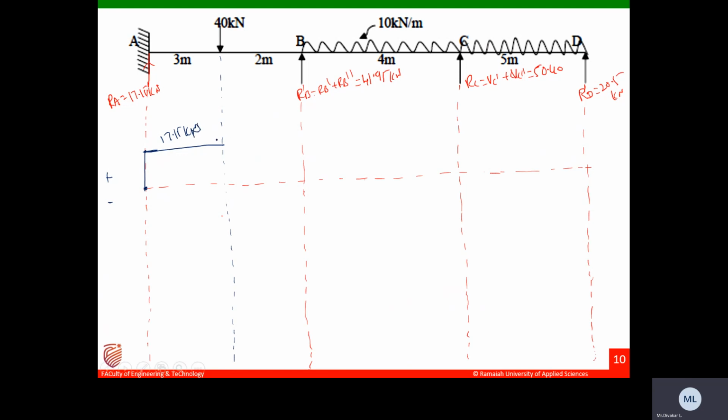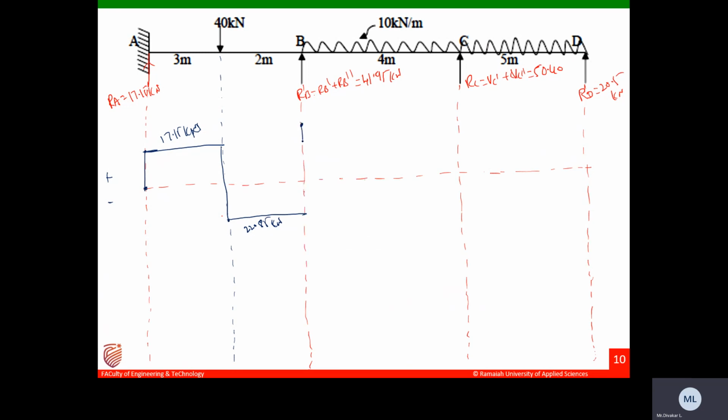So please remember, while drawing SFD, upward is positive and downward is negative when you are coming from left to right. This 40 kilonewton is acting downward, so 17.15 minus 40 is minus 22.85. It will come somewhere here. Here to here there is no load region. This is 22.85 kilonewton. Then minus 22.85 plus 41.95.